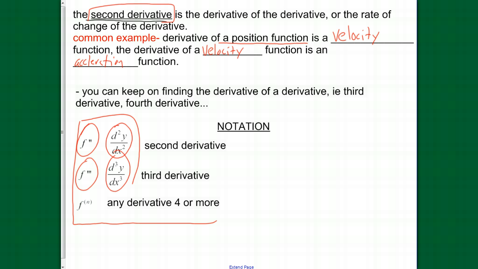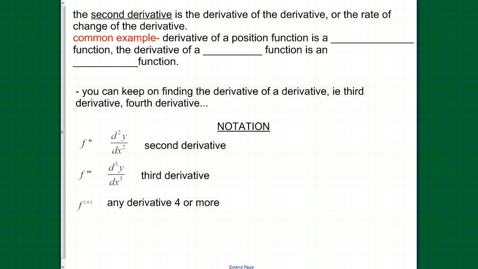Alright, so when you take a derivative of a derivative, it is referred to as a second derivative. A derivative is still a rate of change, so we're talking about the rate at which the first change was changing. Now, as an example of that, you've got to think a little bit of physics here.